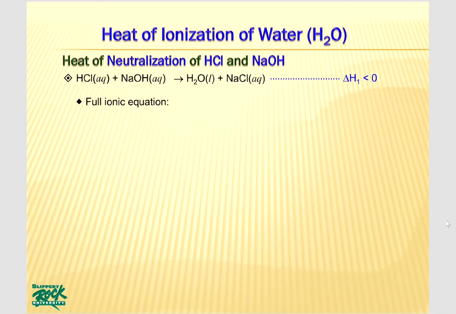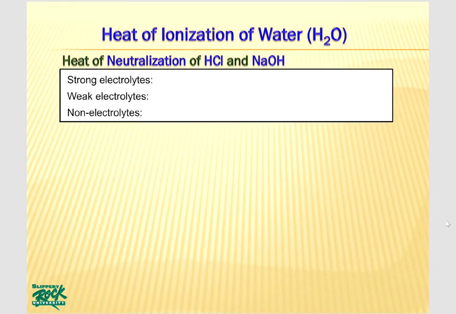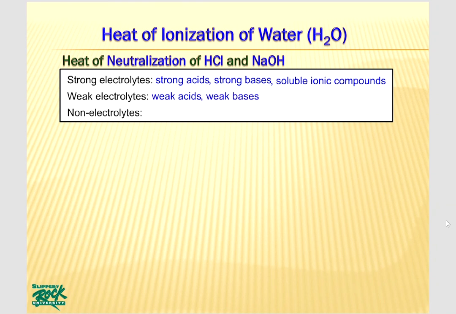Let's write the full ionic equation of the reaction. Only strong electrolytes break apart into their component ions in a full ionic equation. Strong electrolytes are strong acids, strong bases, and soluble ionic compounds. Weak electrolytes are weak acids and weak bases. Non-electrolytes are the rest of molecular compounds.